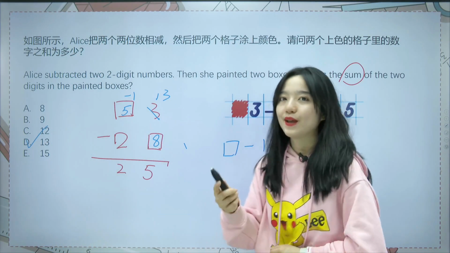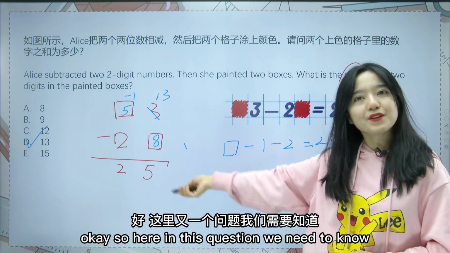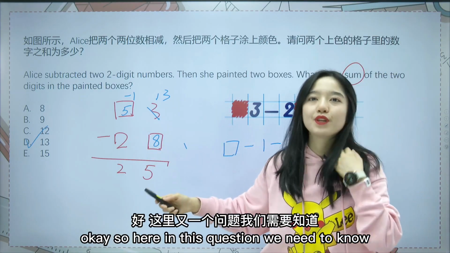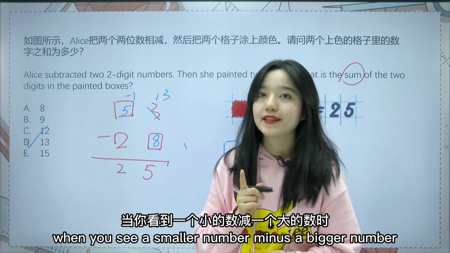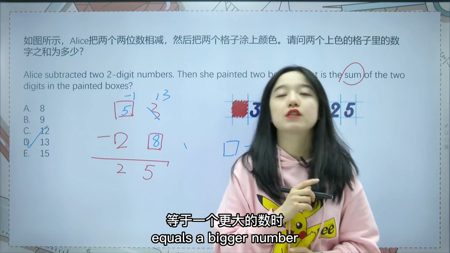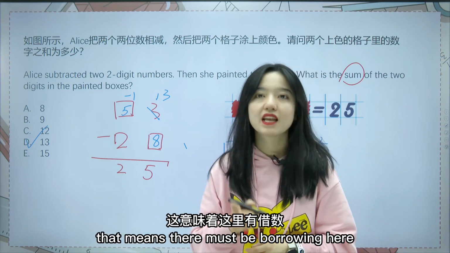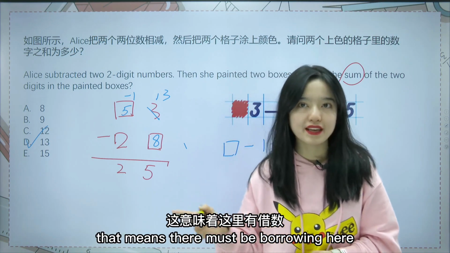That is D. Okay, so in this question, the point we need to know is that when you see a smaller number minus a bigger number equals a bigger number, that means there must be borrowing here.